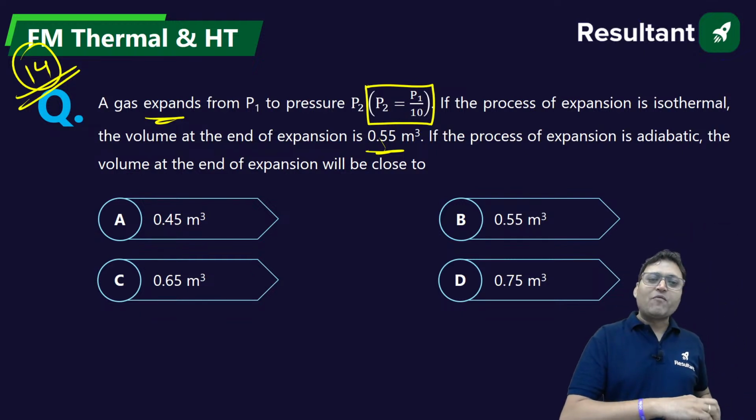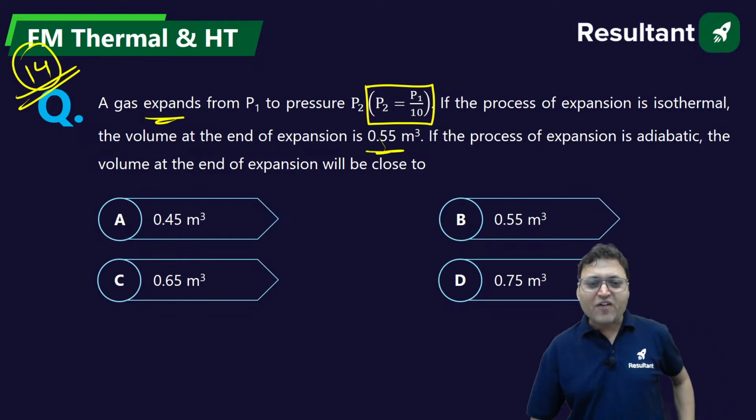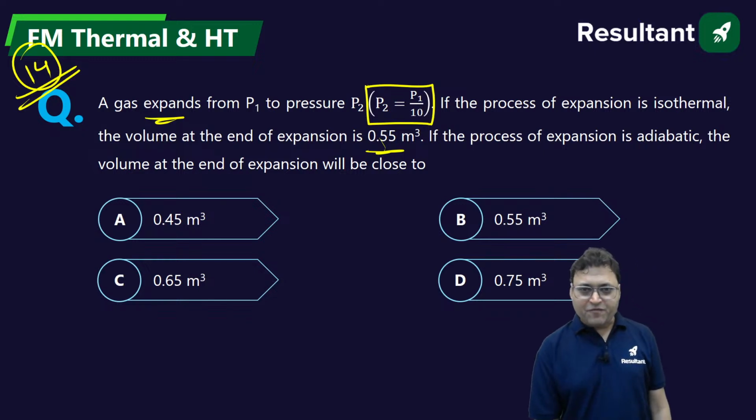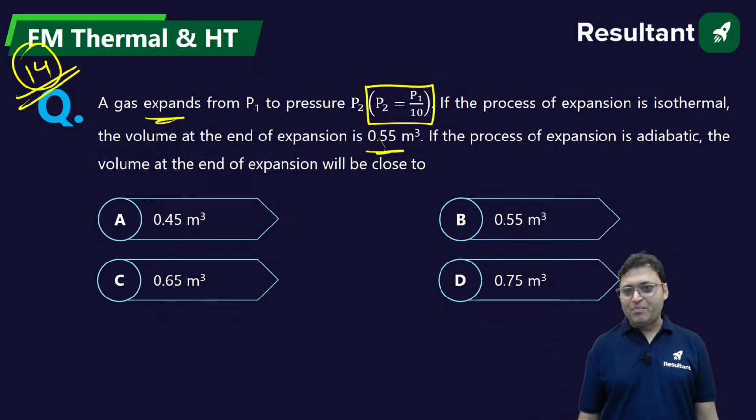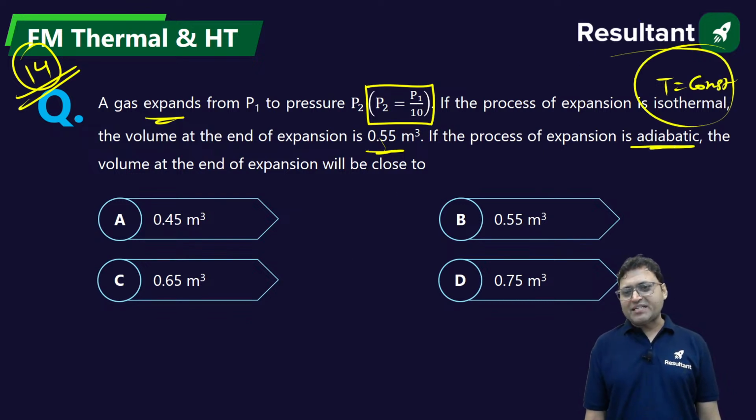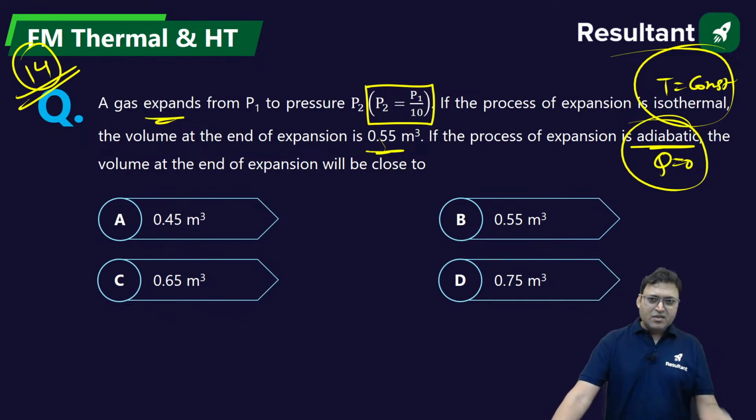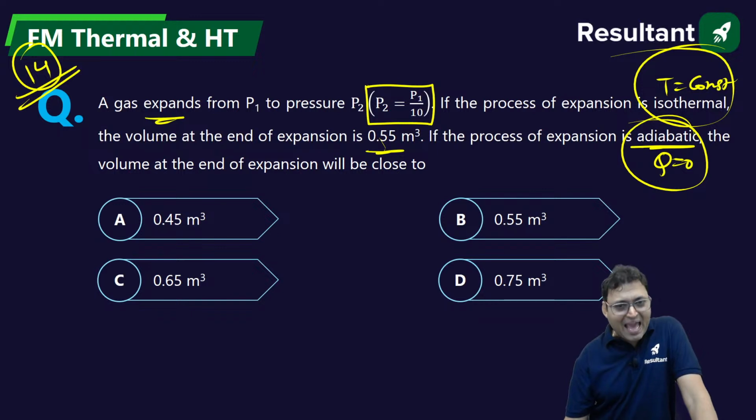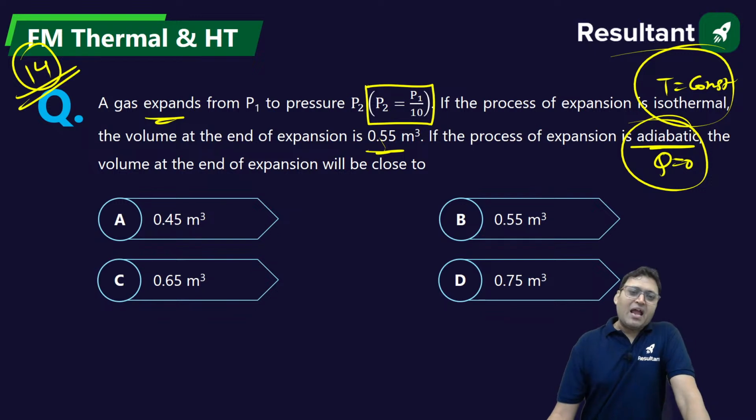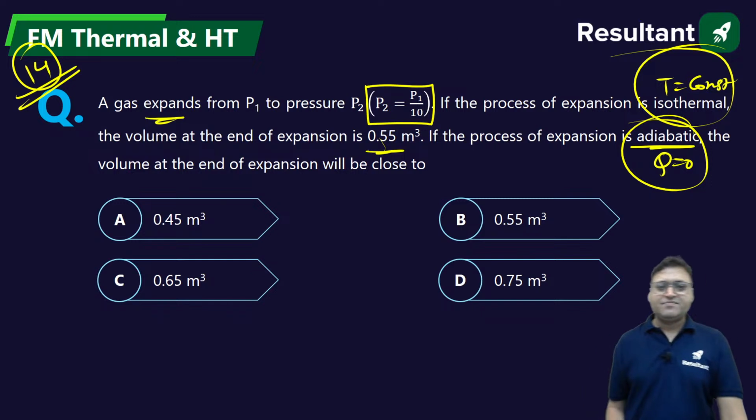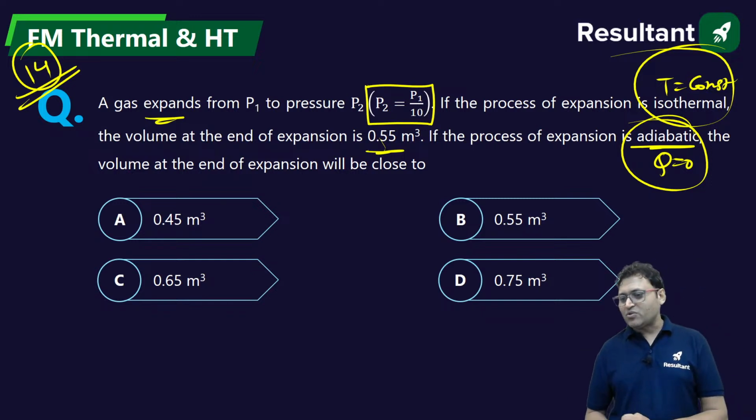There are two types of expansion from the same initial point, but the final points are different. The first process is isothermal, which means the temperature is constant. The second process is adiabatic, which means there is no heat transfer. So what will be the volume of the gas at the end of expansion when the expansion is adiabatic, and the volume at the end of expansion is 0.55 given for isothermal?